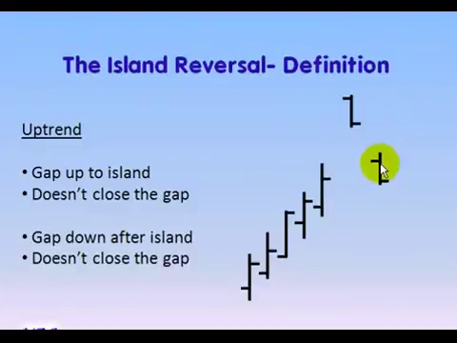Why is it called an island? Well, picture all of this price action here as the mainland, with the island positioned separately offshore up here. So we have an uptrend, a gap up to the island, a gap down to the following bar, with both gaps remaining open and the island floating above price all on its lonesome.